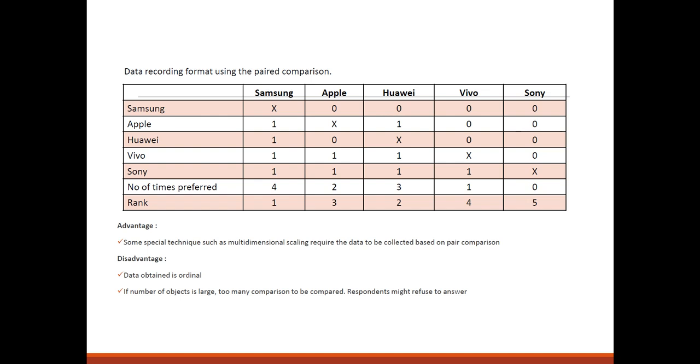For example, here, Samsung compared to Apple, Samsung wins. You have to look at the column. So Samsung wins over Apple, and Samsung also wins over Huawei, Vivo, and Sony. So for Samsung, you have four preferences. The rank for this respondent is one for Samsung, two for Huawei, three for Apple, four for Vivo, and five for Sony. So you have to do that.